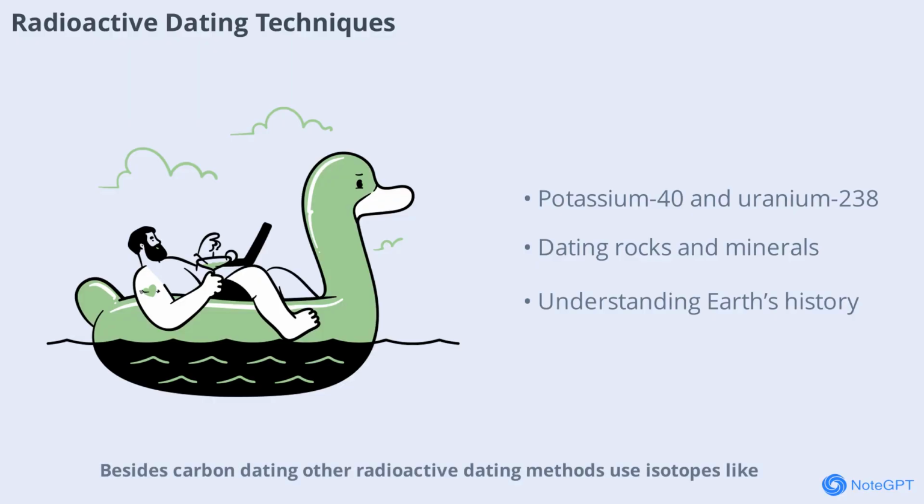Besides carbon dating, other radioactive dating methods use isotopes like potassium-40 and uranium-238 to date rocks and minerals. These techniques help geologists determine the age of the Earth and understand geological processes. By measuring the ratios of parent and daughter isotopes, scientists can calculate how long a rock has been forming. Radioactive dating is a powerful tool for unraveling Earth's history.